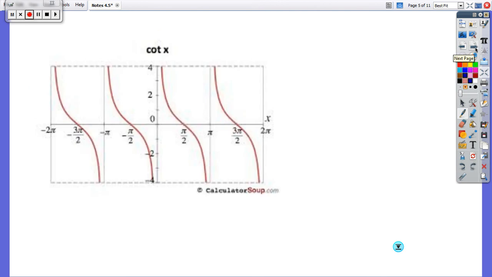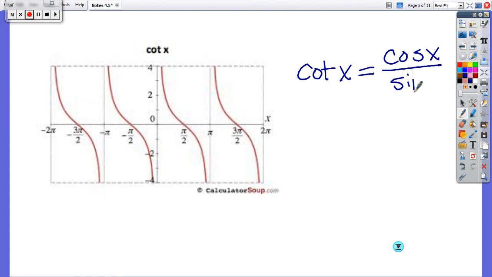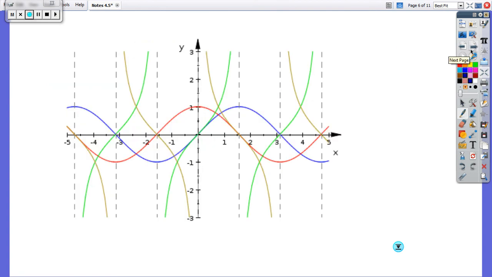Let's talk about cotangent. Cotangent is the reciprocal of tangent. So that means that cotangent of x is equal to cosine of x over sine of x. So it's the reciprocal. Remember, tangent was the other way, cotangent is this way. And cotangent, this is a little bit confusing to look at first, but we'll go through it slowly. Cotangent has asymptotes at the zeros of sine and zeros at the zeros of cosine, so opposite.